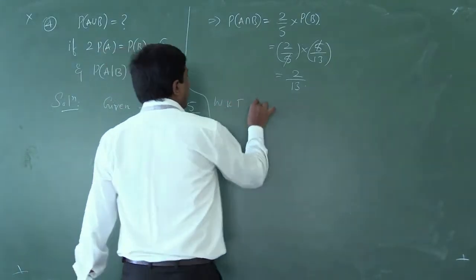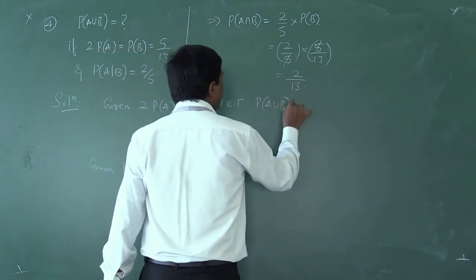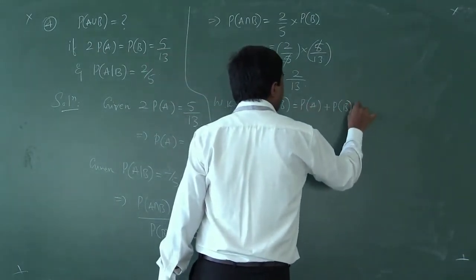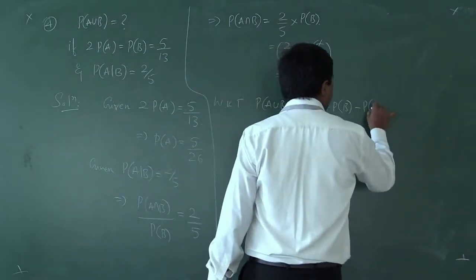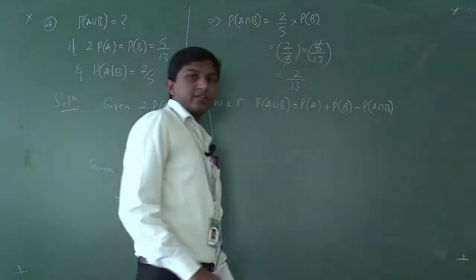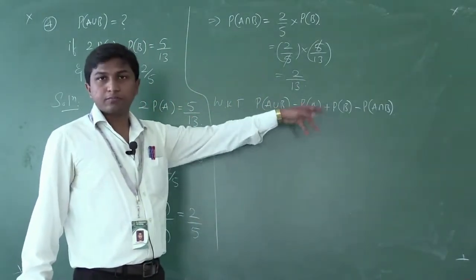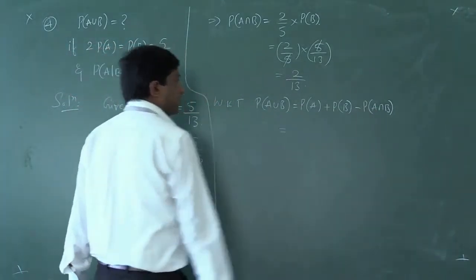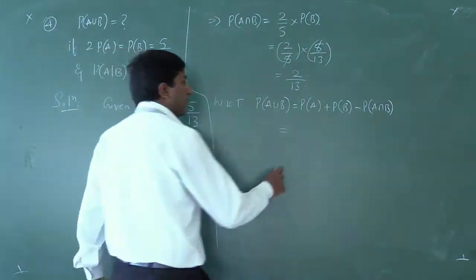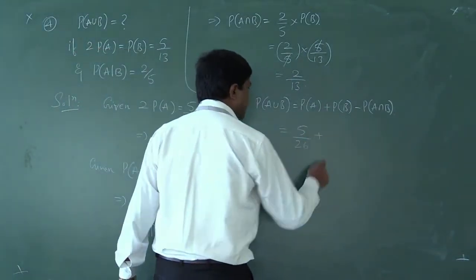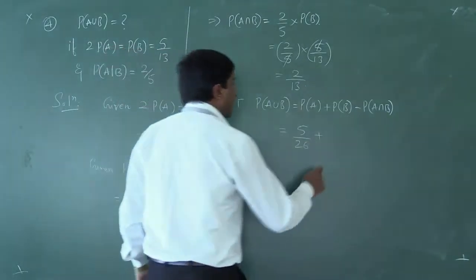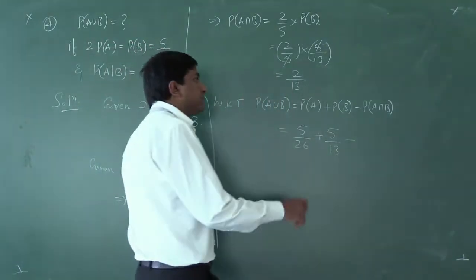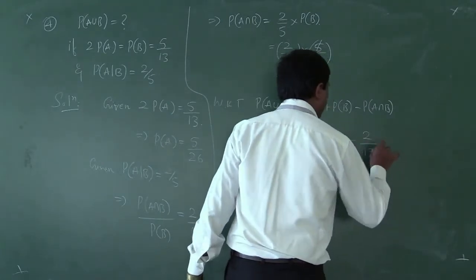We know that P of A union B equals P of A plus P of B minus P of A intersection B. We'll substitute here. P of A value is 5 by 26, P of B value is 5 by 13, minus P of A intersection B value is 2 by 13.